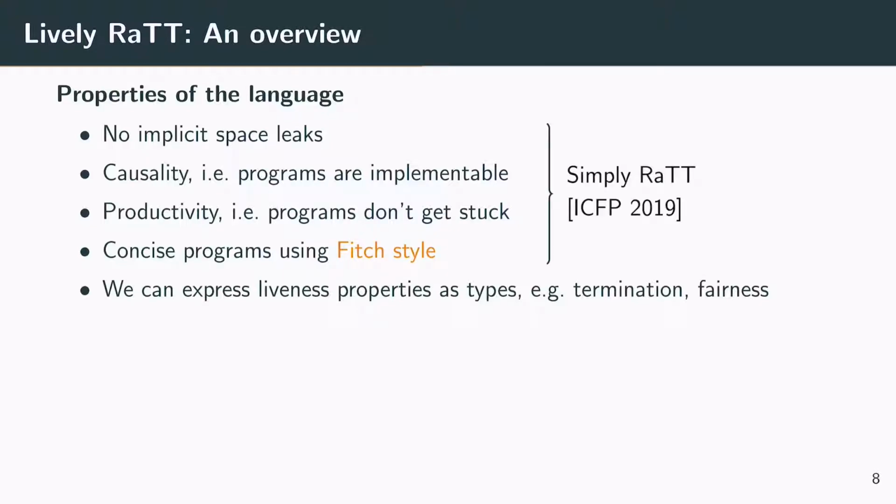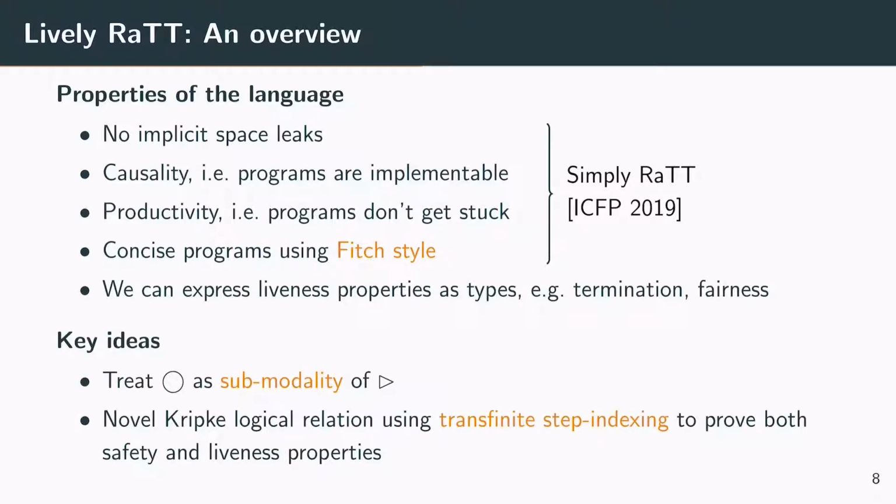So this actually goes back to our previous work on the Simply RaTT language that we presented 2 years ago. And what we do here is we extend this with inductive types to express liveness properties, termination, fairness, and the like. And so the key ideas that make this work is, well, to treat those two modalities, the circle and the triangle, separately. In particular, to treat the circle as a submodality of triangle.